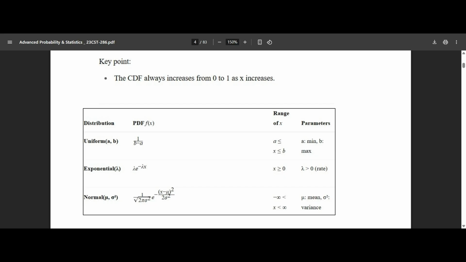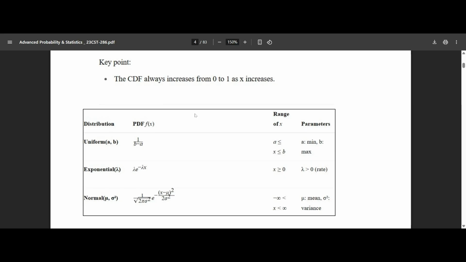So for your convenience, I've attached a distribution table of the common PDFs which are going to be used from now onwards. So please have a proper knowledge of these. कि कौन से distribution की PDF क्या है, its range and the parameters.